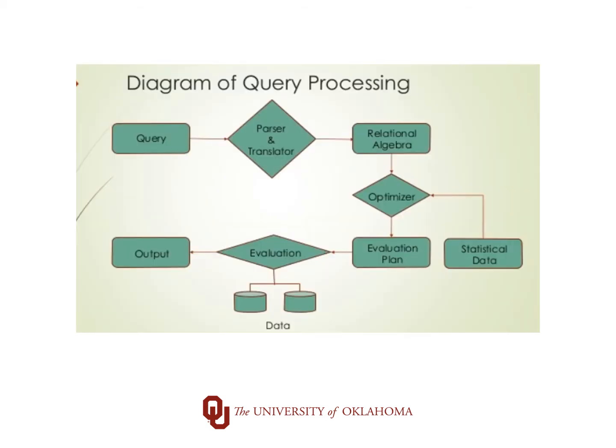This is the overview of query processing. These are the stages involved in how a query is processed. As we can see, it starts with a query and goes through the parser and translator to convert it into a relational algebra expression. Here comes our optimizer, which plays a crucial role in generating a very efficient plan. This plan is executed to generate the final output.